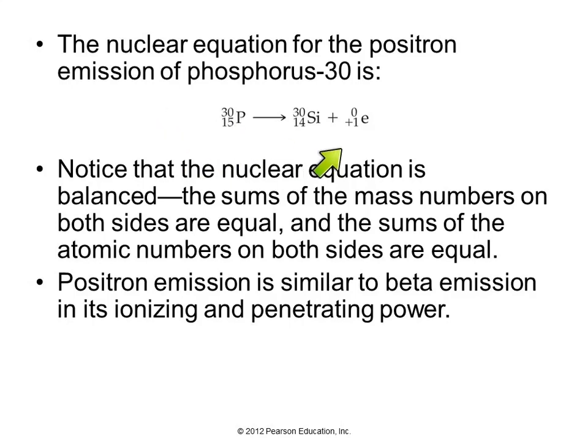Phosphorus 30 emits a positron, and that leaves us with silicon 30. So again, these equations are all balanced in terms of mass numbers and atomic numbers. The positron emission, as you might imagine, is similar in ionizing and penetrating power to the beta emission. A positron is a positively charged electron, so it's going to have similar ionizing power and penetrating power to the beta emission, which is an electron. So this is like the mid-sized car type.